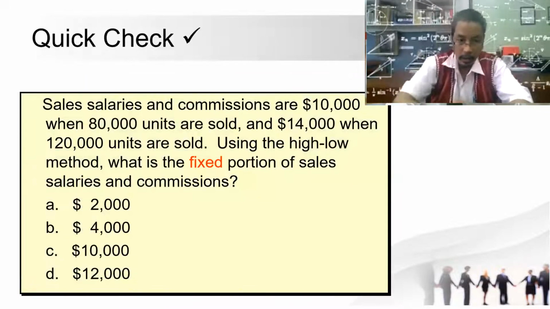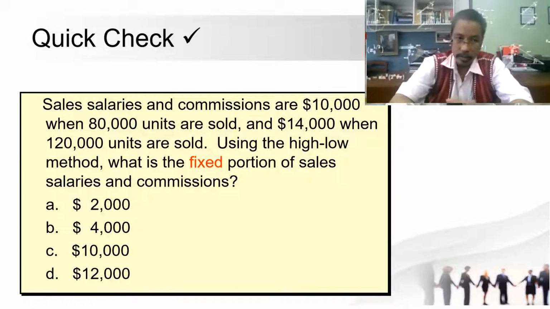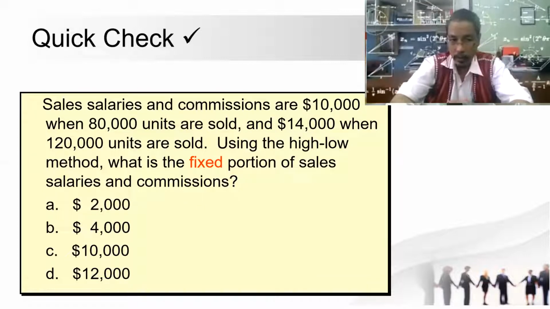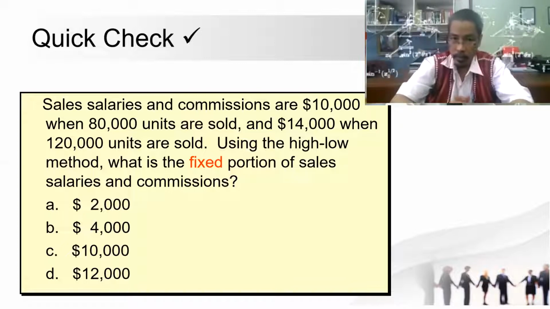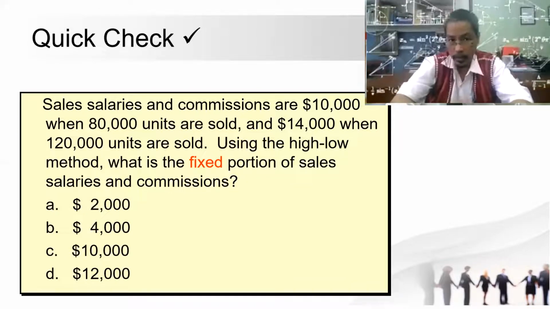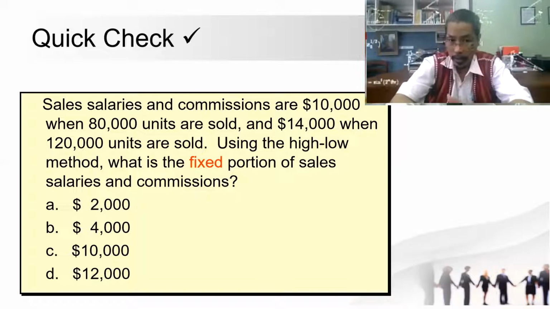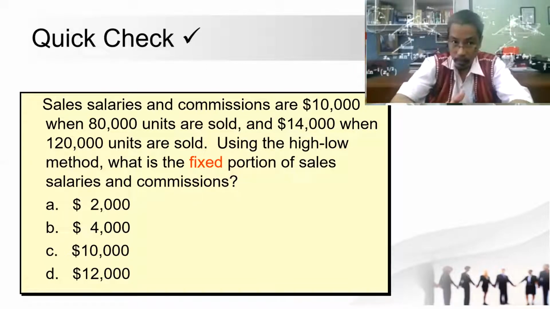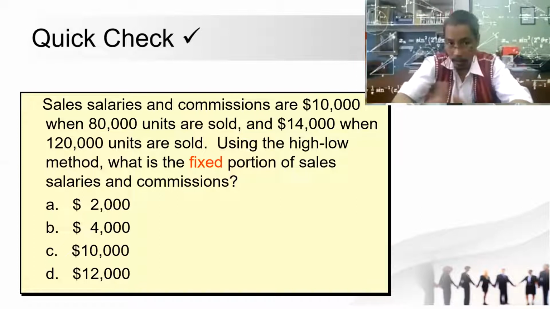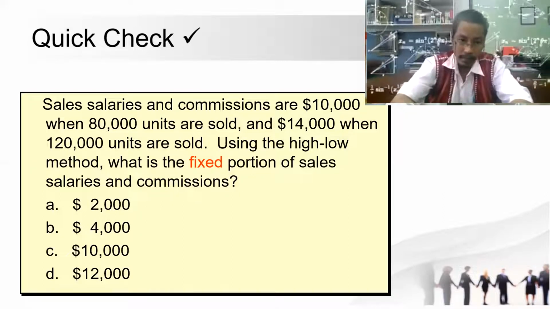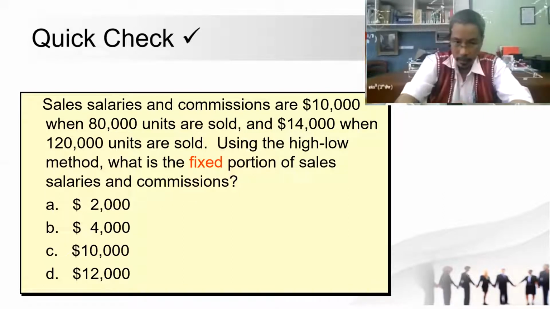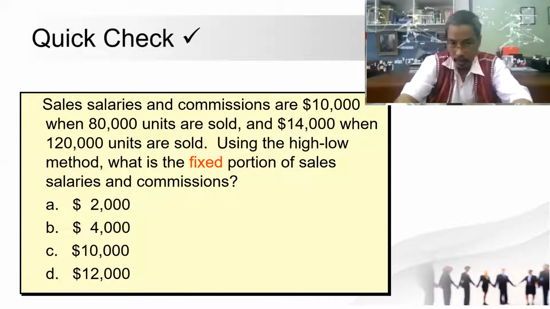So here 120 units. How much per unit? $0.1 per unit. So 0.1 times 120 is $12,000. So let us subtract that from 14,000. 14,000 minus $12,000, that is $2,000. Okay, so let us find out. That is the answer, $2,000.